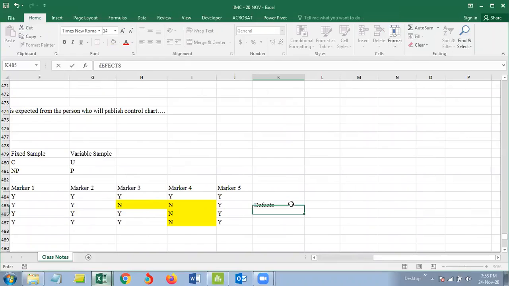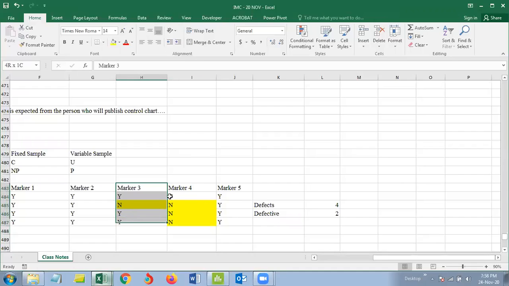how many defects do I have and how many defectives do I have? Anyone wants to pitch in here? How many defects and how many defectives? Sir, defectives are 2, marker 3 and 4. Absolutely correct. And defects are three or four? Four, leakage included. There are four defects, one, two, three, and four. There are four defects where we had a problem, but there were only two defective markers.